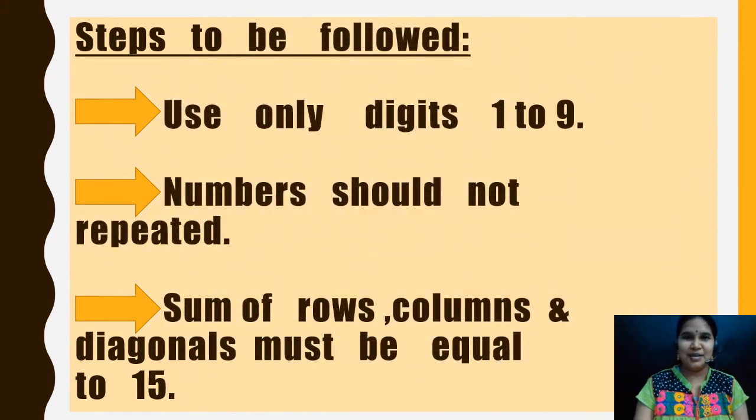Here we have another puzzle. To solve that puzzle, here you have the conditions, the steps to be followed. The first step is use only digits 1 to 9. In the previous puzzle we used 1 to 8 digits, but to solve this puzzle we need to use only 1 to 9 digits. The second step is numbers should not be repeated. And the third step is sum of rows, columns and diagonals must be equal to 15.